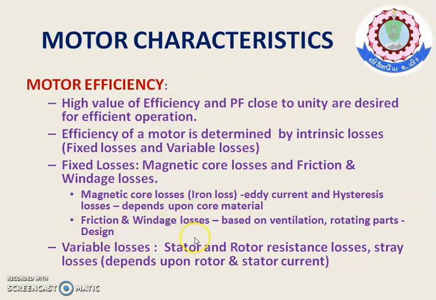And friction and windage losses, based on the ventilation and rotating parts, will increase or decrease. The other component of losses, variable losses, depends upon the load, that is stator and rotor resistance losses and stray losses, which depend upon the load current. The load current is nothing but stator and rotor current, right? When you operate at full load, this loss will be maximum. When you operate at off load, this loss will be 50%.